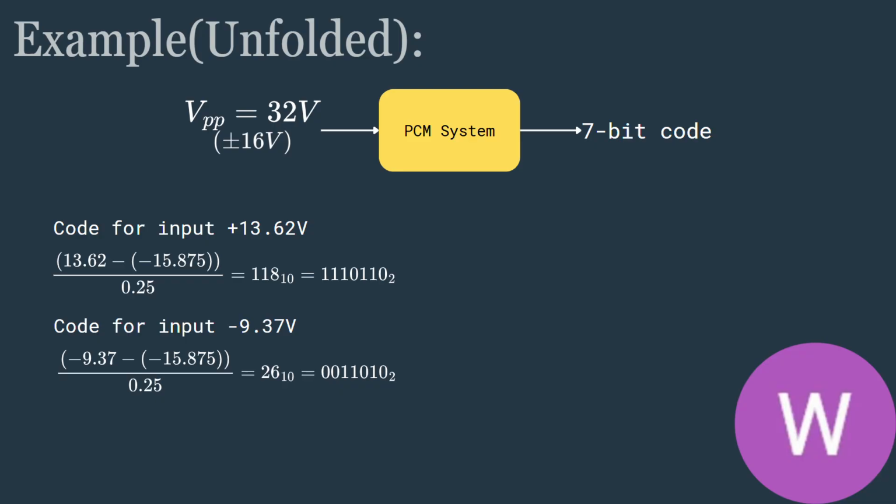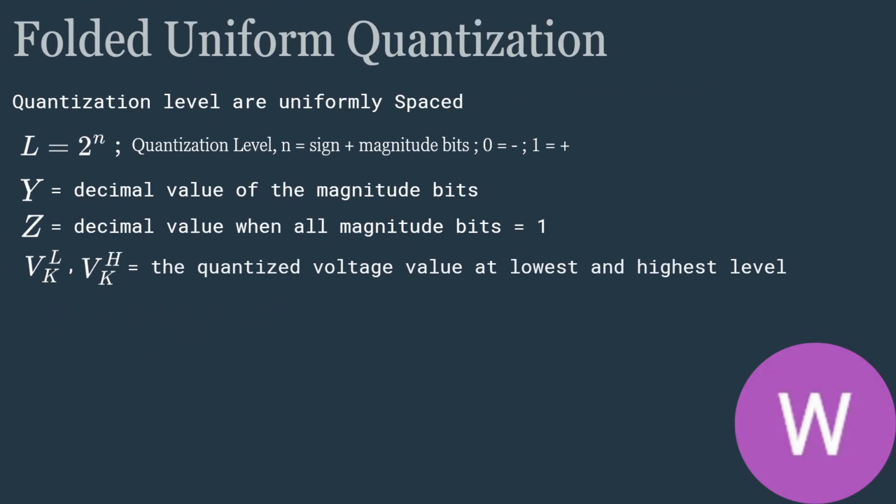So let's say another example is we want to find the binary code for the input of negative 9.37 volt. So the same thing. X equal to negative 9.37 minus VKL. VKL is negative 15.875 over quantization interval 0.25, which we got equals to 26. And then the 26 needs to be converted to binary code. So 26 decimal is equal to 0011010 in binary.